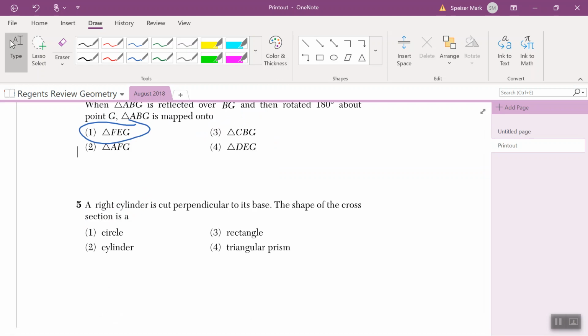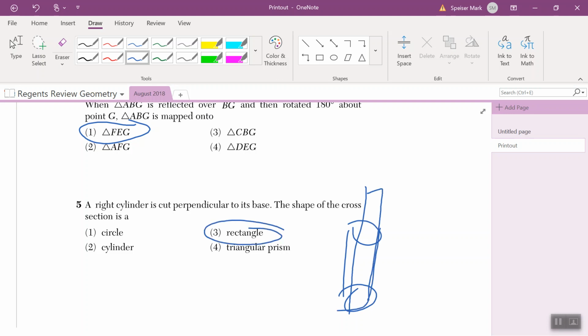A right cylinder is cut perpendicular to its base. The shape of its cross section? Also a right circular cylinder, it looks like this. Cut it perpendicular to the base, meaning straight down the middle, and you make a rectangle cross section.